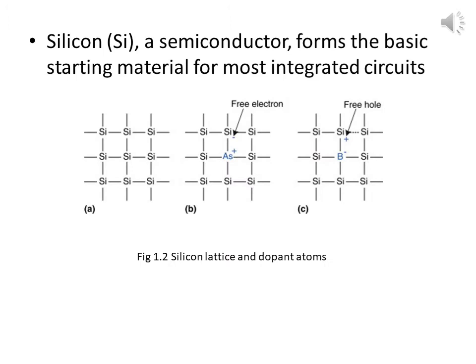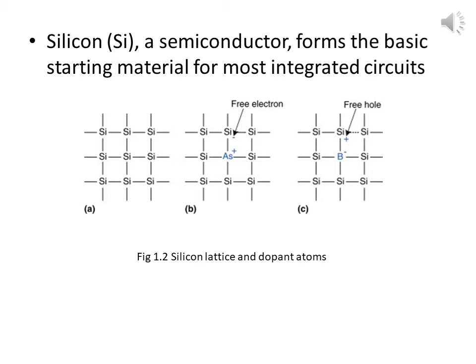As I told you, it forms the covalent bonds with 4 adjacent atoms. It is as shown in the figure. So here the conductivity can be increased by introducing small amounts of impurities called dopants into the silicon lattice.